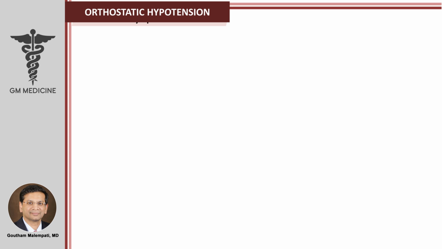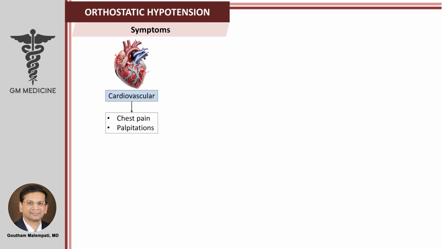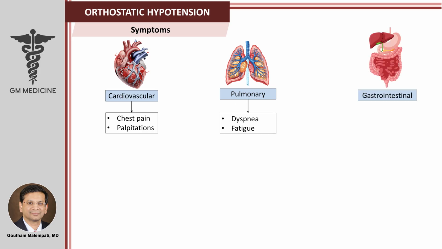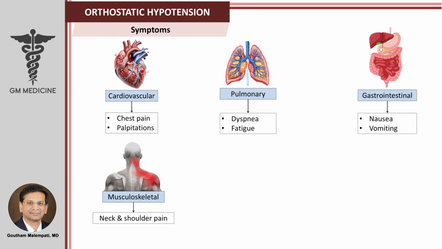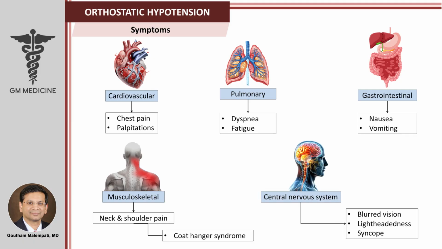Symptoms of orthostatic hypotension. Cardiovascular: chest pain and palpitations. Pulmonary: dyspnea, fatigue. Gastrointestinal: nausea and vomiting. Musculoskeletal: neck and shoulder pain known as coat hanger syndrome. Central nervous system: blurred vision, lightheadedness, syncope.